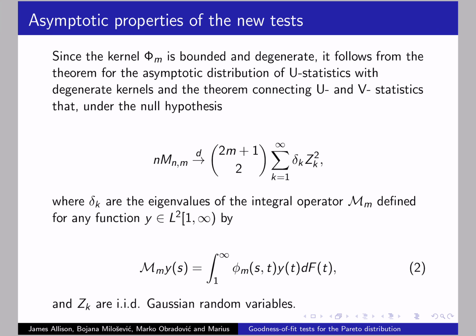Since the kernel phi_m is bounded and degenerate, it follows from the theorem for the asymptotic distribution of U statistics with degenerate kernels and the theorem connecting the U and V statistics that, under the null hypothesis, Mnm converges in distribution to the infinite sum given there on the right hand side, where delta k are the eigenvalues of the integral operator script M_m defined for any function, and Zk are IID Gaussian random variables.